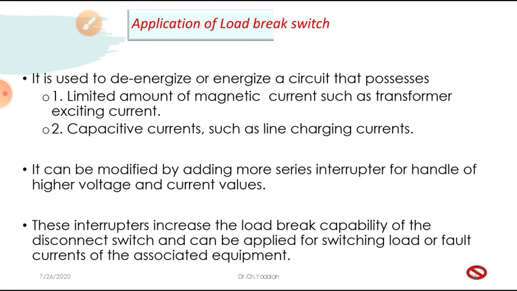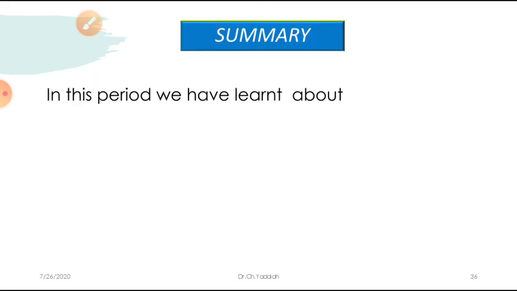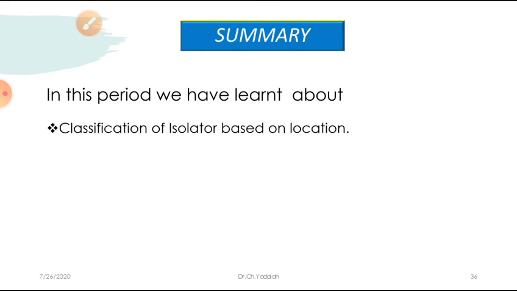Now, let us conclude what we have learned in today's class. To summarize, in this period we have learnt about the classification of isolators based on location. It may be based on location, such as the bus bar. Isolators can be placed at the input side, that is the line side, in the bus bar, in the bus isolators, or in the transfer bus isolators. And an introduction to the AB switch.